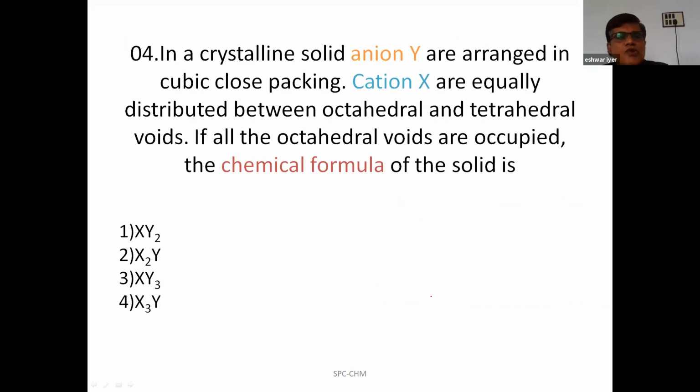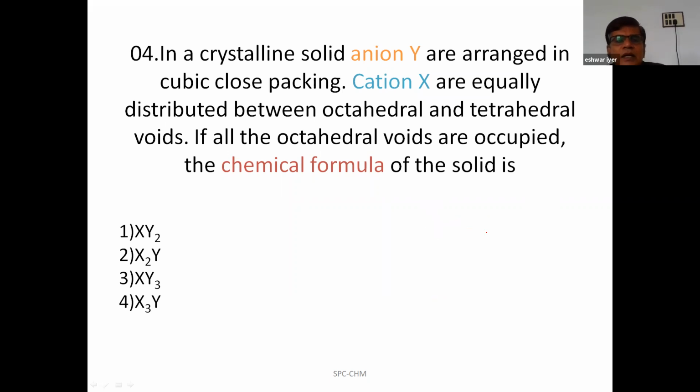Here is another question. In a solid, anions Y are arranged in cubic close packing. CCP can be taken as FCC. The two abbreviations represent the same thing. You call it cubic close packing or FCC. Cations X are equally distributed between octahedral and tetrahedral voids. If all the octahedral voids are occupied, the chemical formula of the solid is.